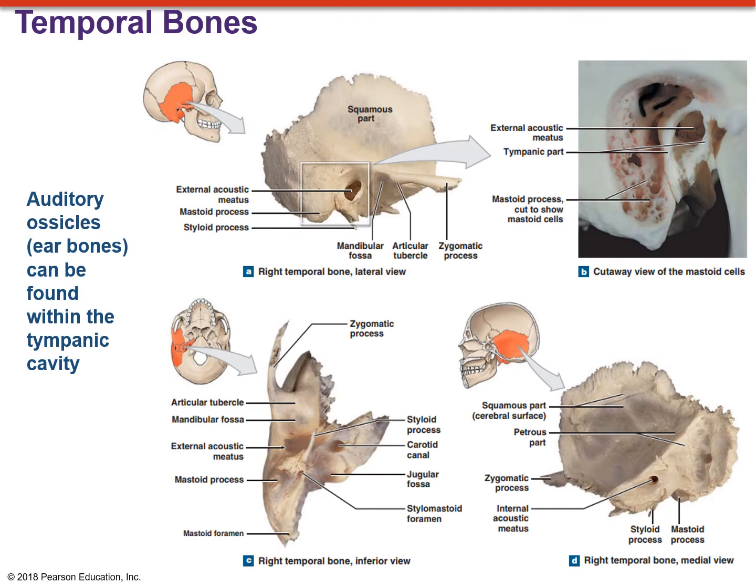So here, we have those auditory ossicles that are going to be within that ear canal, right? Or they can be found within that tympanic cavity. Right? And those auditory ossicles are going to be those small, tiny ear bones, okay?